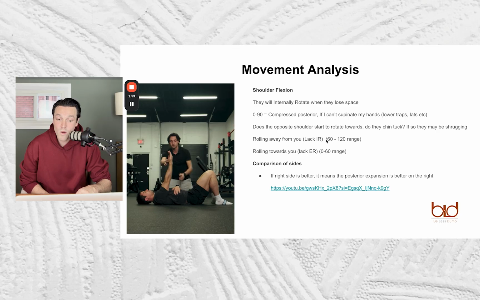If they're rolling away from you, probably somewhere between the 60 to 120 range is where you'll see that with shoulder flexion, then they lack internal rotation. If they're rolling towards you, then they lack external rotation, okay? And you'll really see that in the 0 to 60 range. Though you should always look at a comparison of sides. If your right side is better, then your posterior expansion is better on the right.